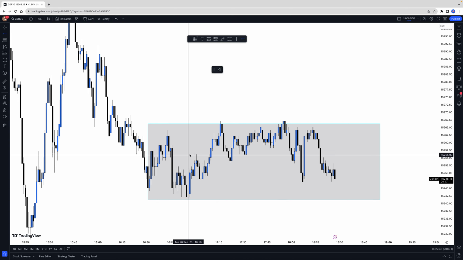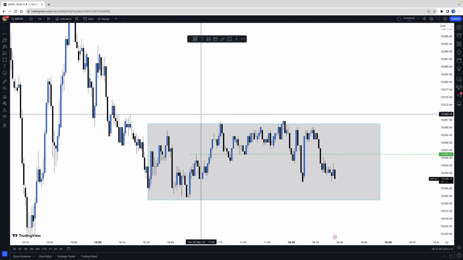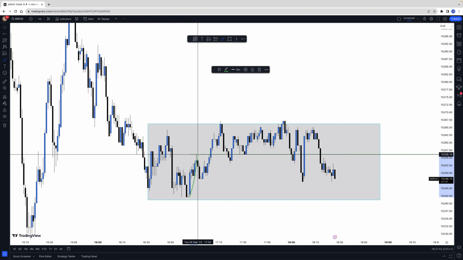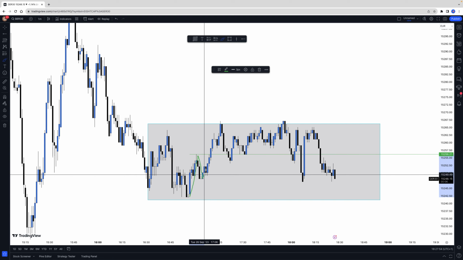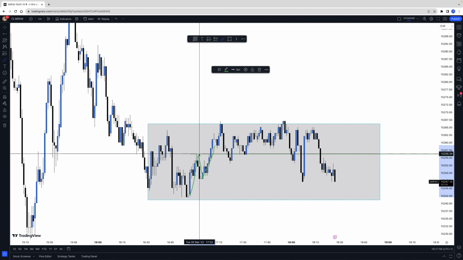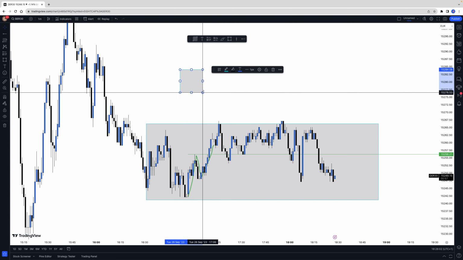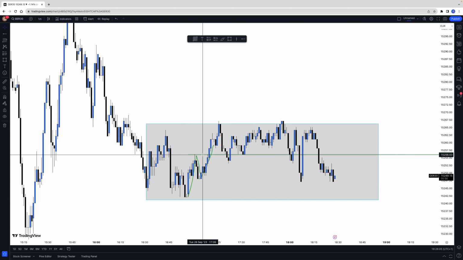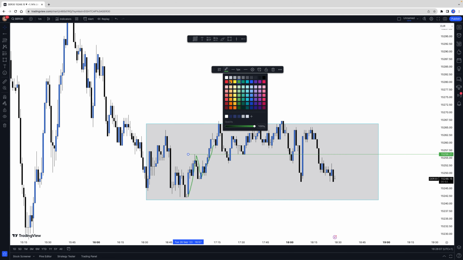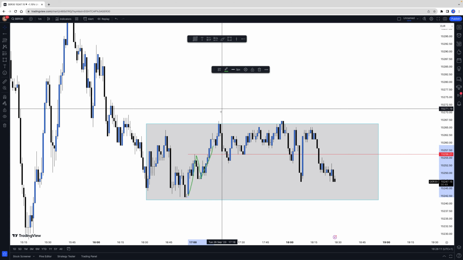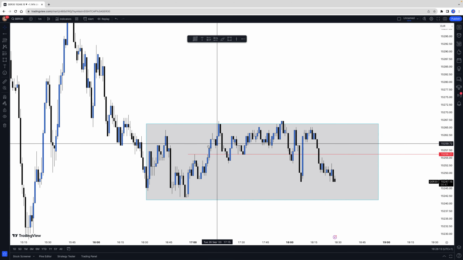So within this area we have a high right here. As you can see, we came up, creating the high, came down, creating a low, went back up, and a candle closed above this high, creating a break of structure. I want to change this green line to red. This green line indicates a break of structure to the upside, indicating that price might head a bit higher. Cool.